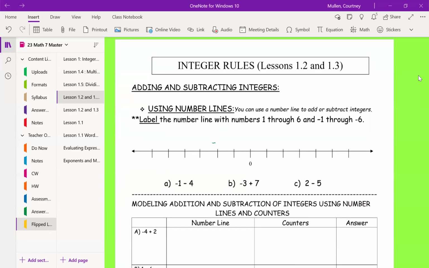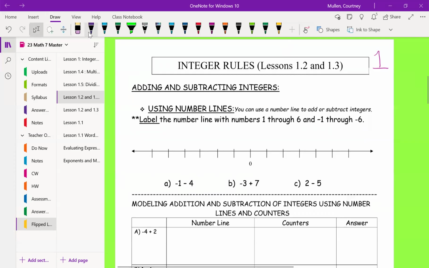Now let's go to Notes 1. This is the second page of Notes 1, so that's where you should be. So we're going to start by using number lines to add and subtract integers. The instructions here say label the number line with numbers 1 through 6 and -1 through -6. So let's start with that.